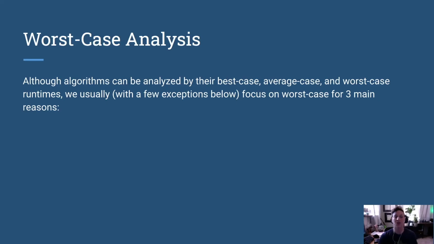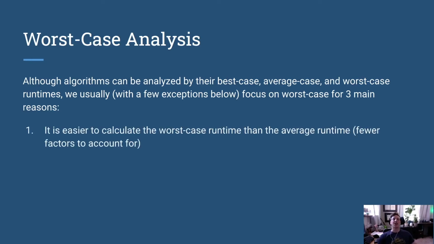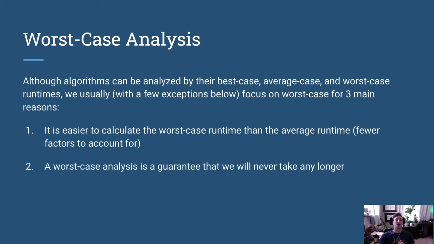Sometimes we'll do average case, but most of the time we do worst case. And for these reasons. It's easier to calculate worst case than average runtime. Okay? To calculate the average runtime of something, sometimes that could be a complex calculation. And to calculate the worst case runtime, it's usually relatively simple. So there's that, ease of calculations. A worst case analysis is a guarantee that it will never take any longer.